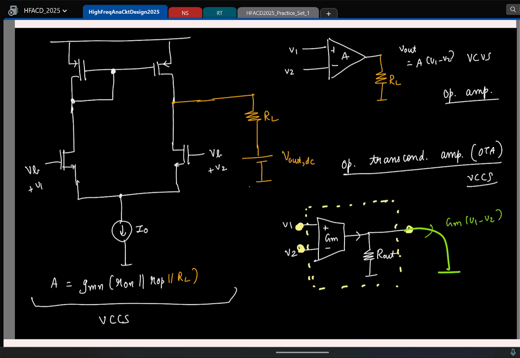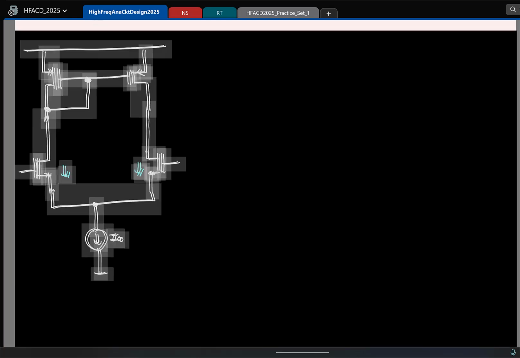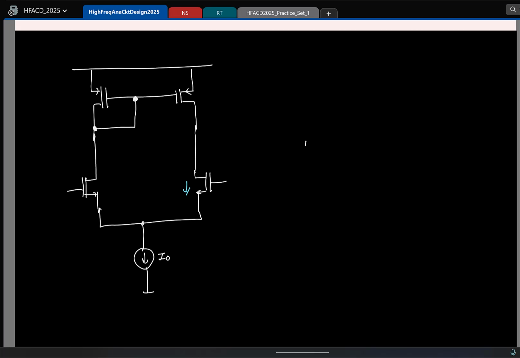Okay, so then let me ask you this. Let us say this is the circuit you have. Here you are interested to find the short circuit GM. So you try to go and connect this to ground. If I connect it to ground, do you think this will work? Why not?